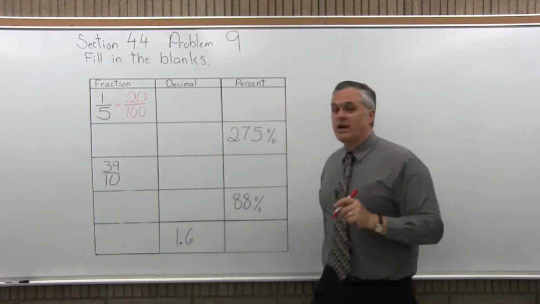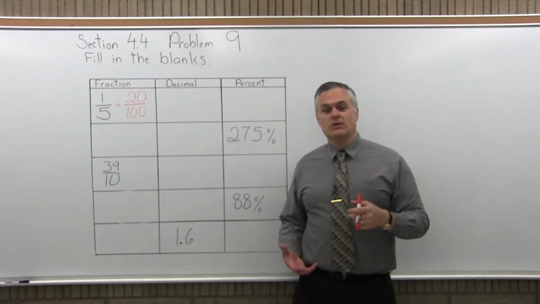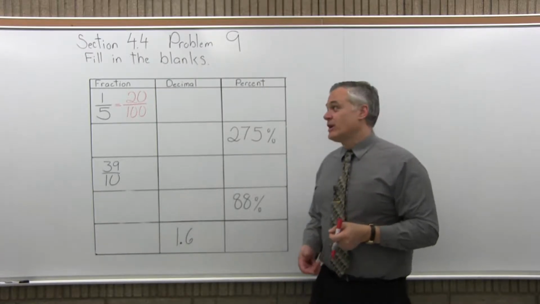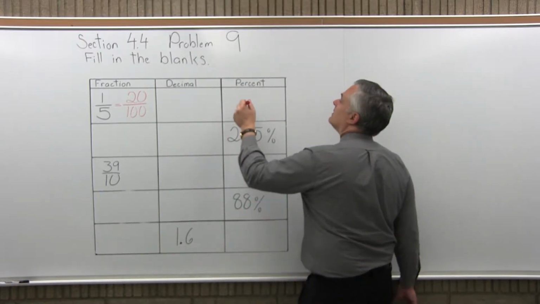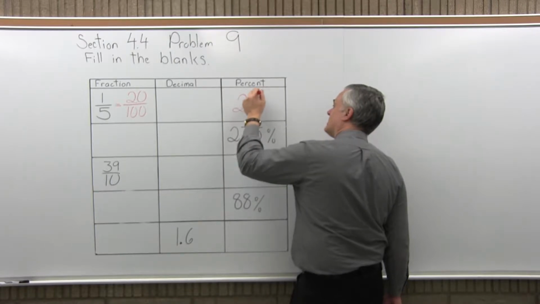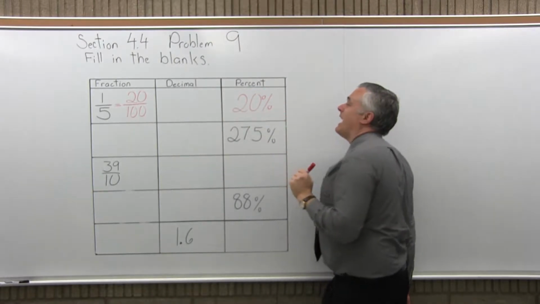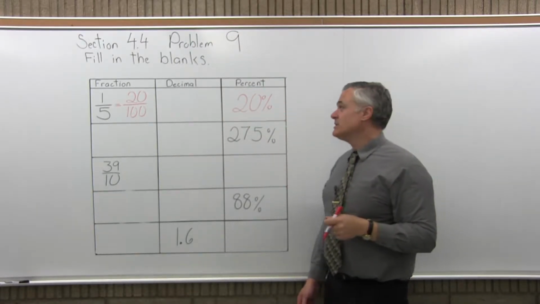Now in this form, when I have a fraction and the denominator is 100, the percent is the numerator. So the numerator is 20. Therefore, the percent is 20%. Now, to write that as a decimal is pretty easy.